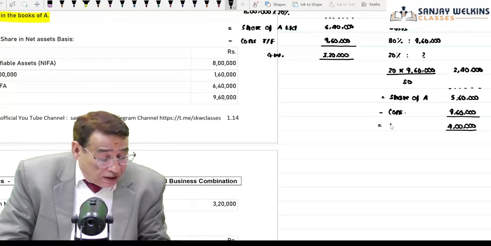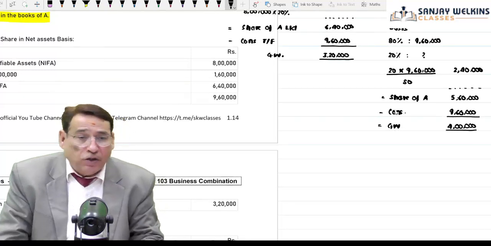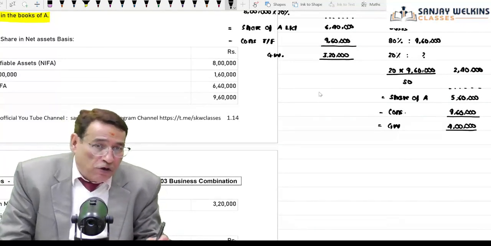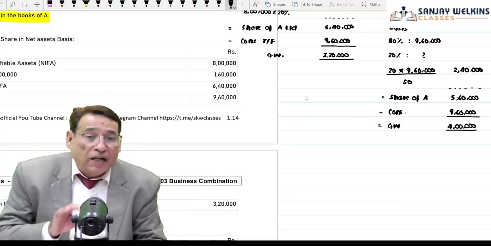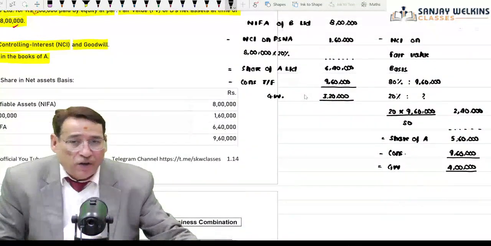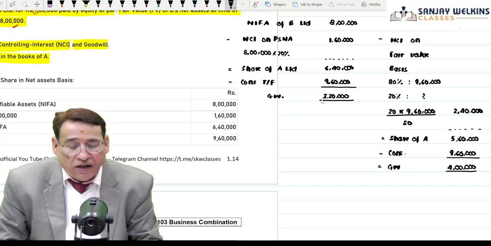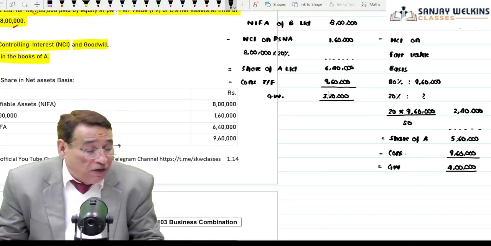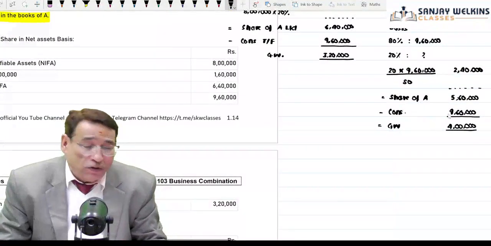I need not pull your attention towards this particular fact that whenever we are supposed to compute goodwill, definitely the amount of goodwill will differ as per the basis of computation of NCI. For instance, if I compute NCI on PSNA basis, you have seen already that our amount of goodwill is just about 3,20,000, whereas when we compute NCI on fair value basis, the amount of goodwill is 4 lakh.